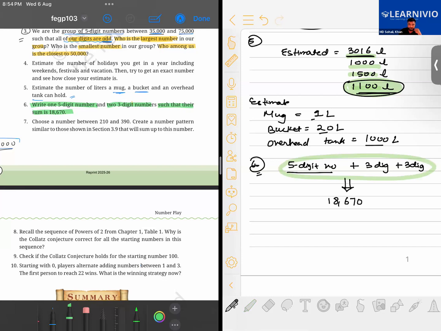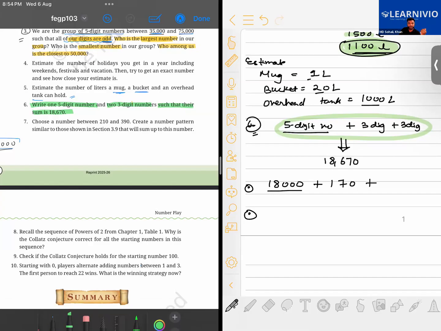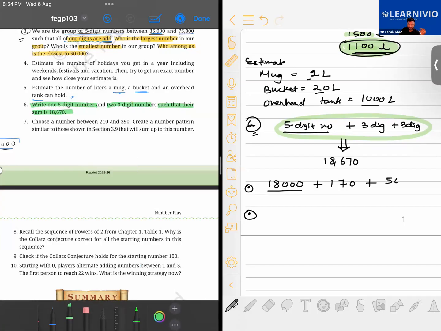18,670, exactly. Sir, can I tell? Okay, tell me. For the 5-digit number, I'm taking 18,000. Okay, 18,000 plus. Everyone has to answer. The answers can vary. Your answer could be different from Nafis's, Khaj's, or Habib's. 170, and 670 minus 170 equals 500. And 500. Brilliant. Very good.